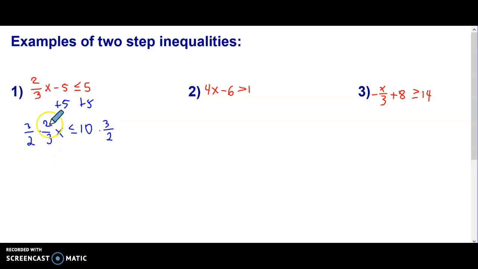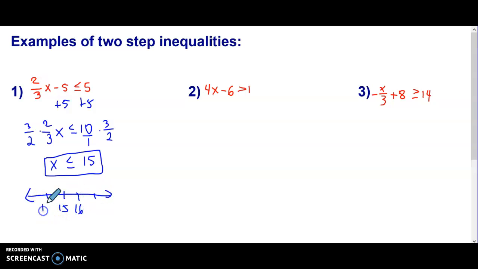6 over 6 is 1. So all this is giving you 1x, which is x. You multiply fractions across. Top times top, 30 over 2. 30 over 2, half of 30 is 15. 15, 16, and so on. This would be 14. Now, this is less than or equal to.